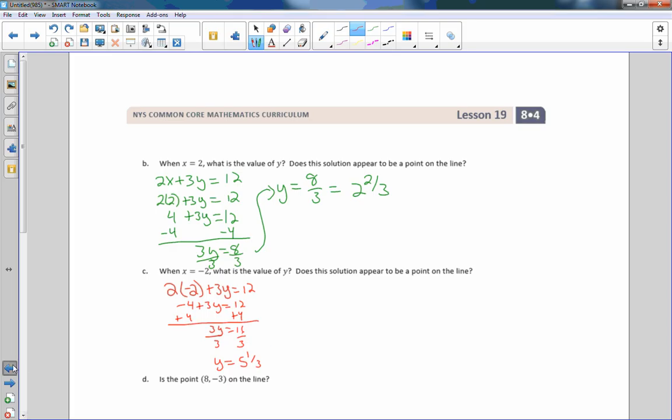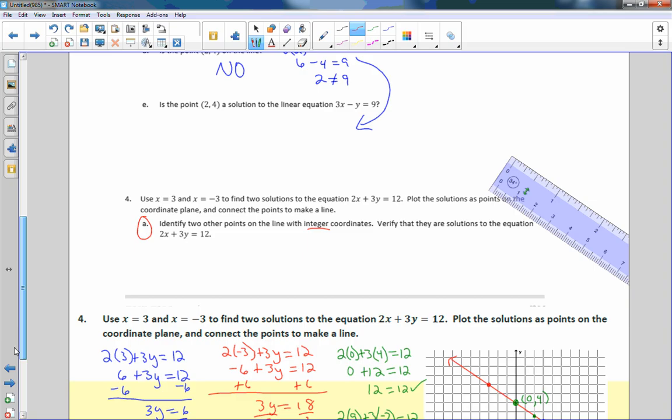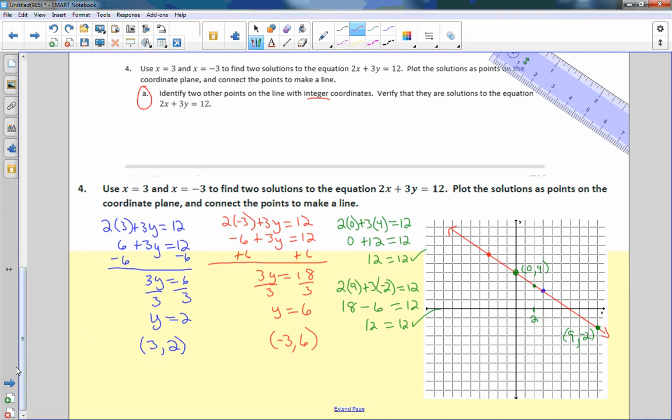If I go back to my graph, and I plugged in that value, which was negative 2. So if I go left 2, I should go up 5 1/3. 1, 2, 3, 4, 5 1/3. Okay.